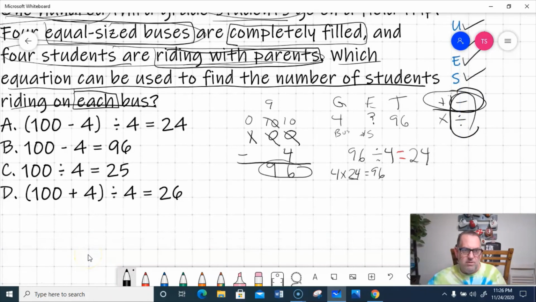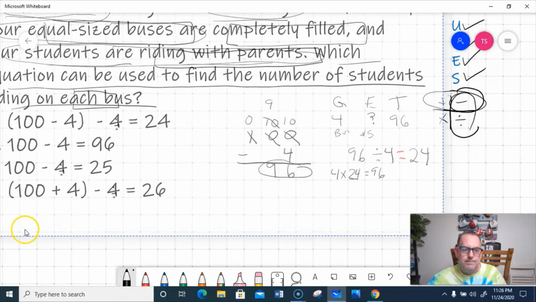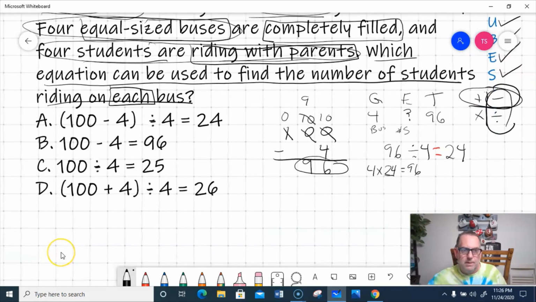And the question is, which equation can be used to find the number of students riding on each bus? So the first one right there, A, 100 minus 4, and then we took the difference and divided that by 4 and got 24. So that looks like the way we would probably solve it. We're going to look at the other ones.